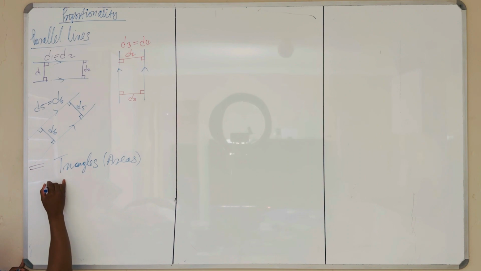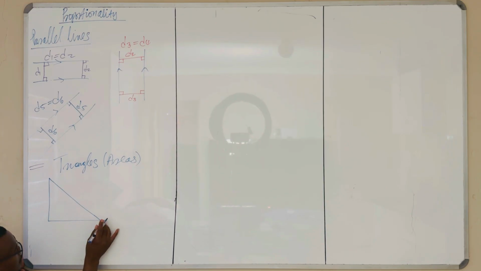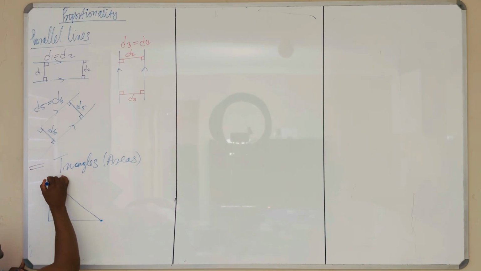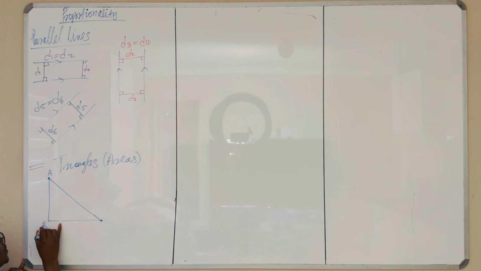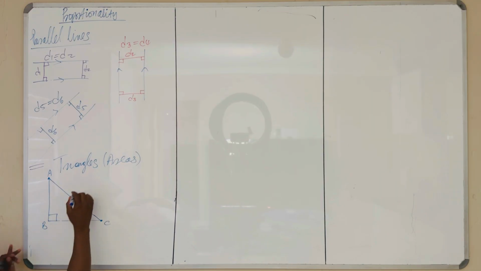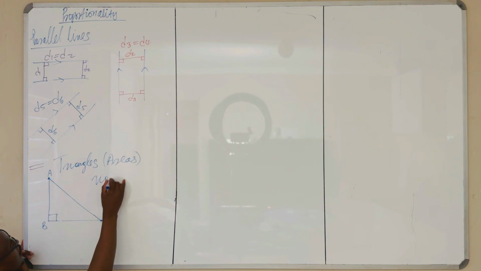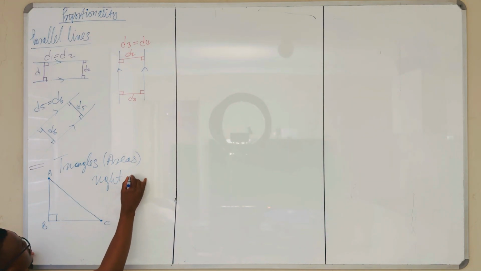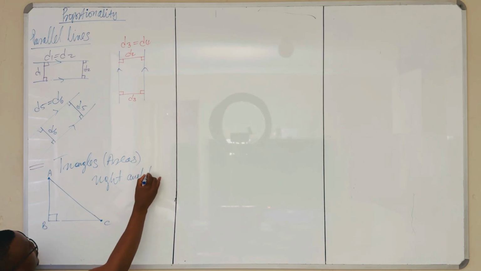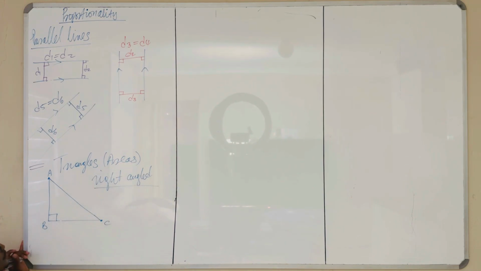So let's say we have this triangle over here. It says A, B, C. And let's say this angle is 90 degrees. Can you see this triangle? Yes. What kind of triangle is this one? Right angle triangle. This is a right triangle. Right angled triangle. Okay?